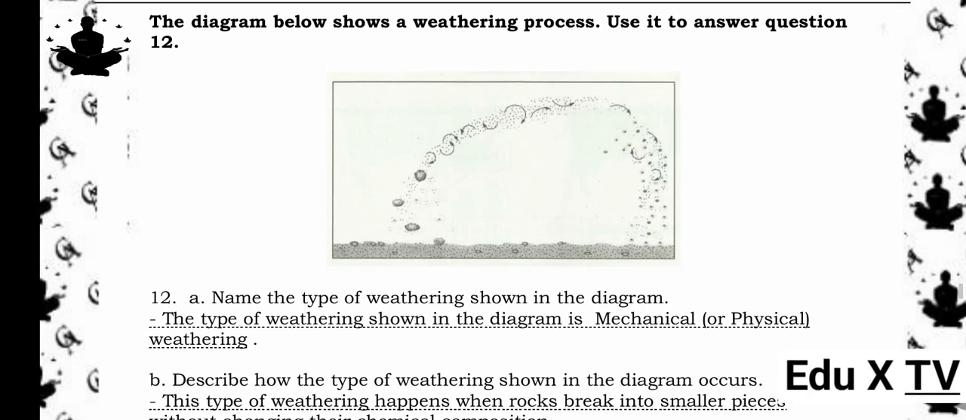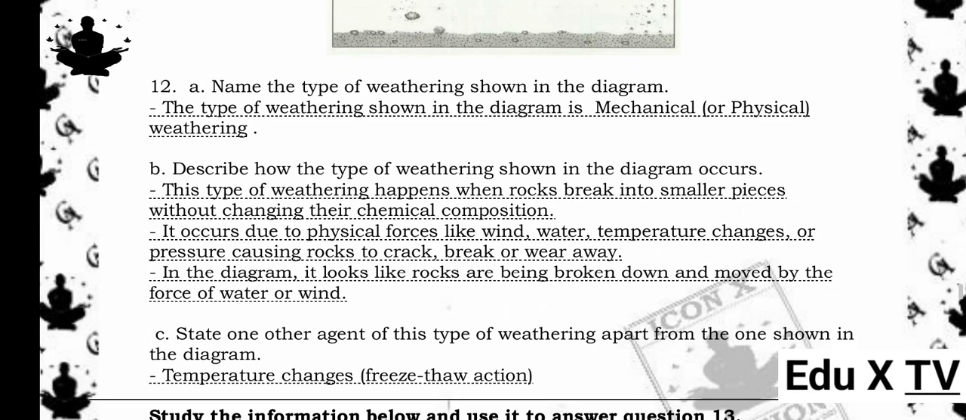The diagram below shows a weathering process. Use it to answer question 12. 12. A. Name the type of weathering shown in the diagram. The type of weathering shown in the diagram is mechanical or physical weathering. B. Describe how the type of weathering shown in the diagram occurs. This type of weathering happens when rocks break into smaller pieces without changing their chemical composition.